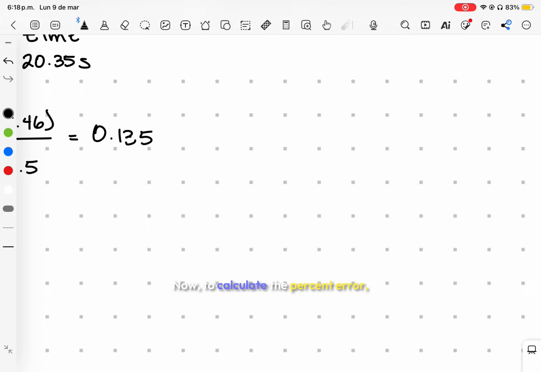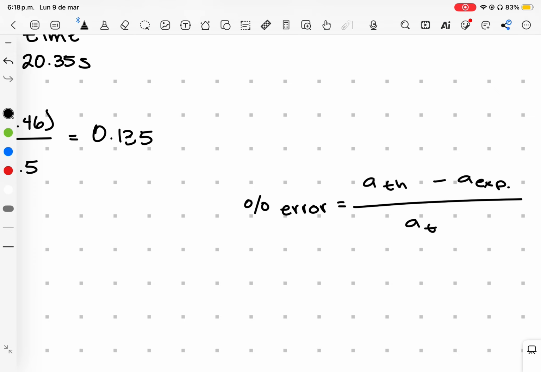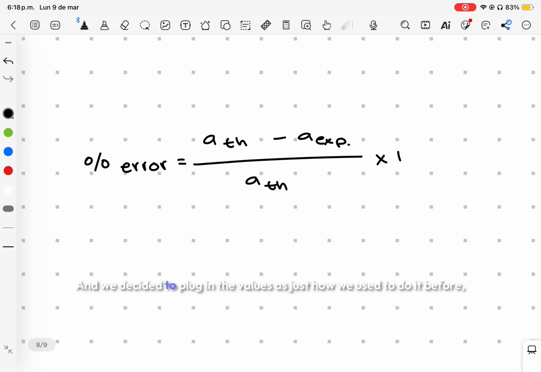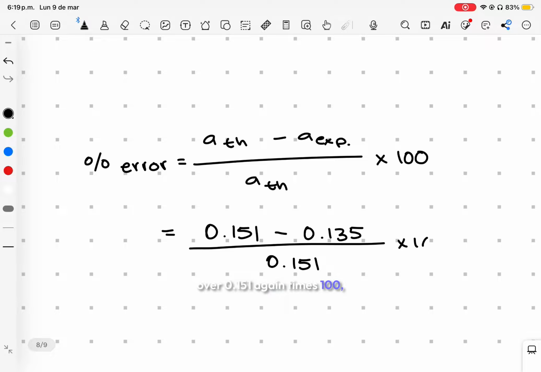Now, to calculate the percent error, we use the same formula as before, which is A theoretical minus A experimental over A theoretical times 100. We plug in the values just how we did it before, which is our theoretical 0.151 minus our experimental, which is 0.135, over 0.151 again times 100, which gives us a value of 10% error.